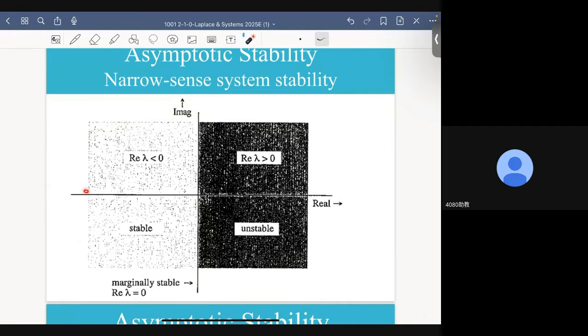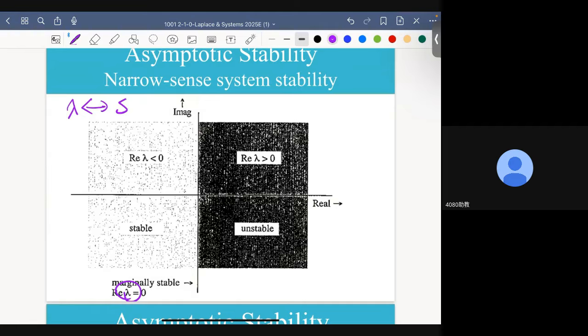Okay, the horizontal axis corresponds to the real part, and the vertical axis represents the imaginary part. And this is lambda, okay, lambda, right? Just think of it as S, all right? We use lambda when we are in the time domain. We use S when we are in the Laplace domain.